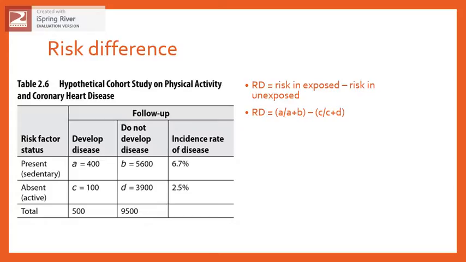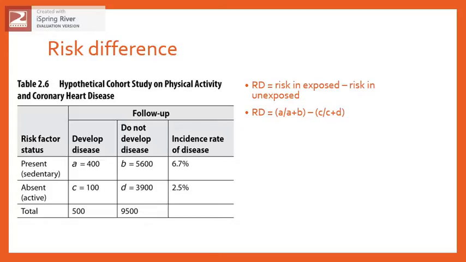Of those 10,000, 400 were sedentary and develop coronary heart disease. We know that from the title of the table that the outcome they're looking at is coronary heart disease. 100 people were active but developed coronary heart disease. 5,600 people were sedentary but don't get the disease, and 3,900 were active but don't get the disease. So the incidence rates have been calculated, 6.7% in those who are sedentary and 2.5% in those who are active.